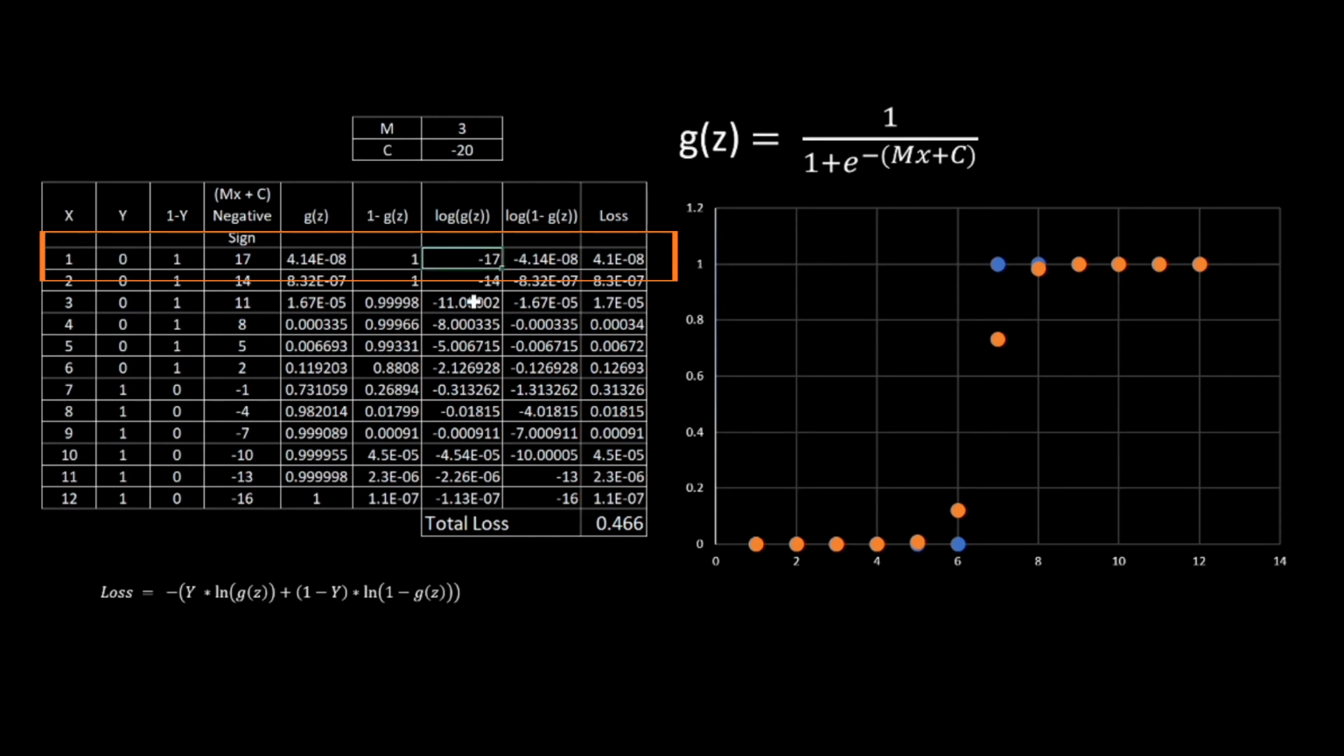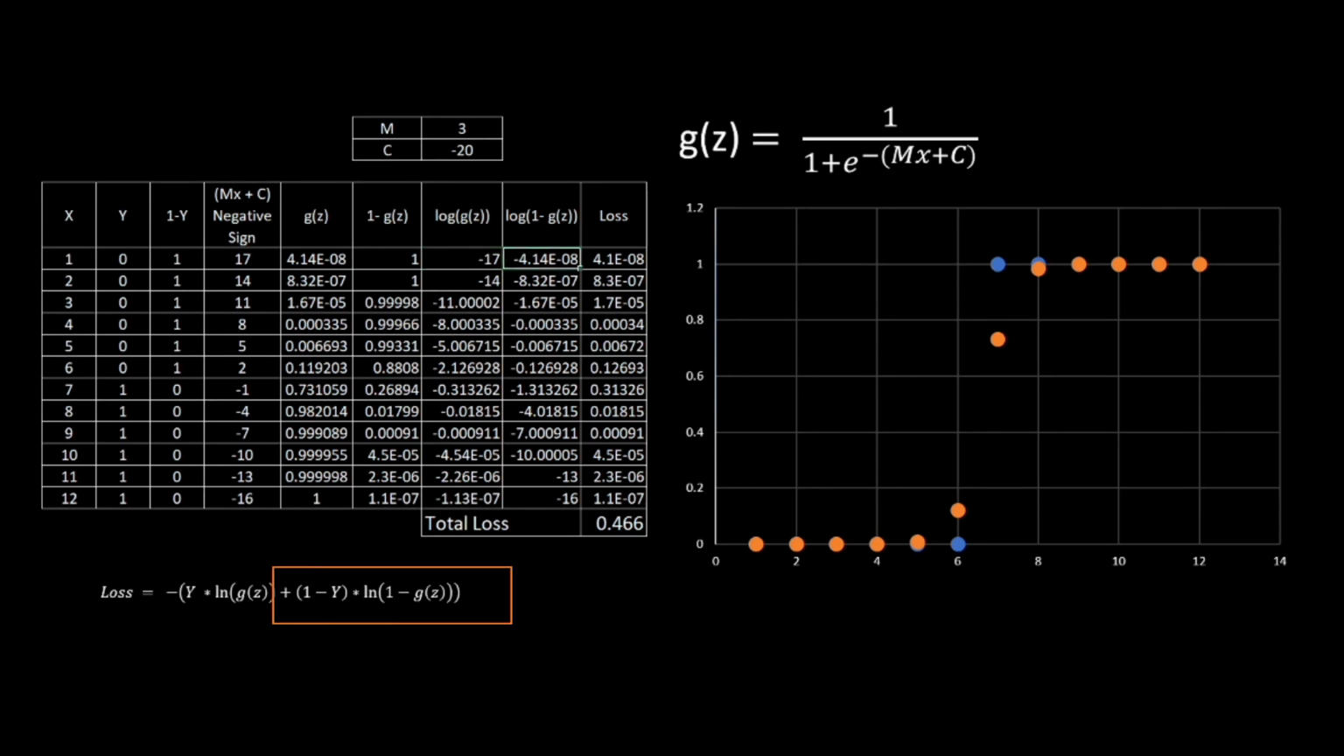That's what you are getting on log base e gz. As you have predicted very low value, that's why the ln value is minus 17, which is a pretty high value. And if you see the ln of 1 minus gz for the first row, that is actually a very small value. You can recall that the log gz is going to multiply to the actual output. So your actual output or y is 0 for the first row. So a big number which is minus 17 is going to multiply with 0. So that first part of the loss function will become 0.